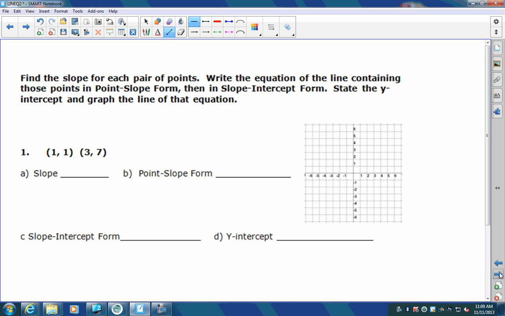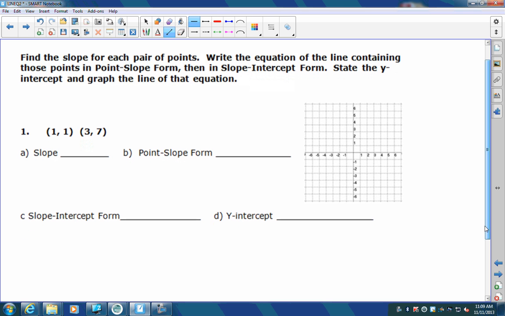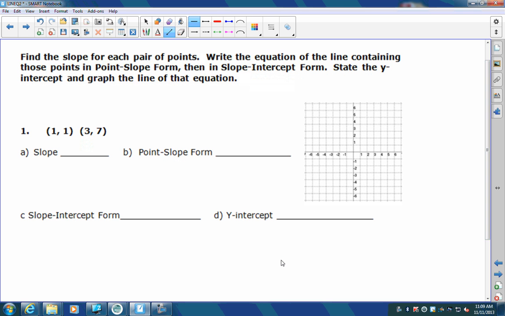Next one, on the right hand side of your paper, the instructions say find the slope of each pair of points, write the equation of the line containing those points in point slope form, then write it in slope-intercept form, state the y-intercept, and graph the line. Okay, what we're going to do first, let's go through and plot these 2 points.